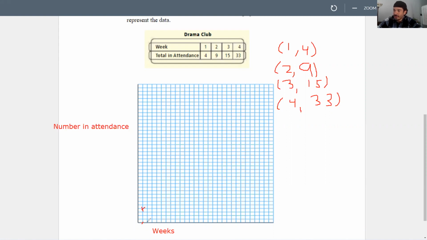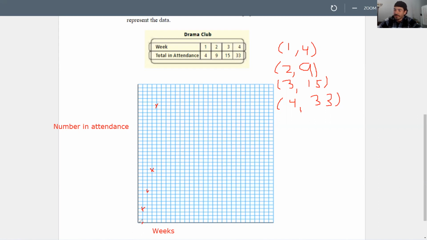My second point is 2, 9. There's 4, 5, 6, 7, 8, 9. Here's 3, 15: 10, 11, 12, 13, 14, 15. And week 4, 33. I count up to 33. All right. So there's my points, and then I'm just going to connect the dots.